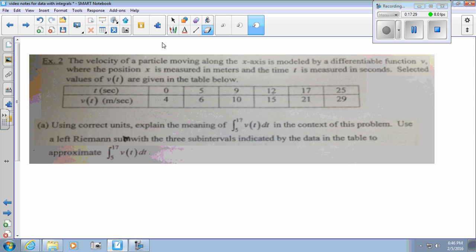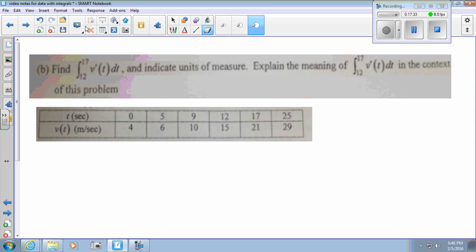Now, part B, read very carefully. Again, it's going to ask us to explain the meaning, but let's calculate the integral first. It's asking for the integral from 12 to 17 of v prime of t dt. Well, what is the derivative of velocity? It's really acceleration. So I'm trying to find the integral of acceleration. If you're integrating the derivative of v, you get back to velocity. So the integral of acceleration is velocity.